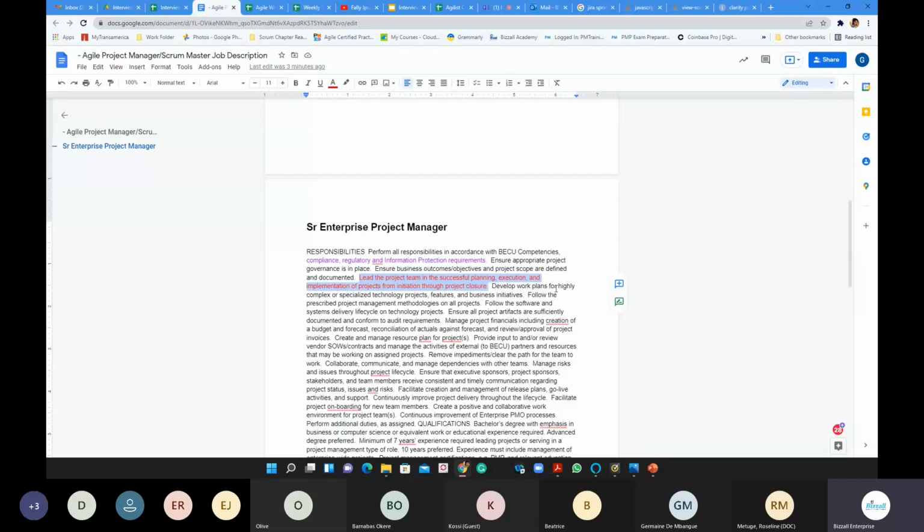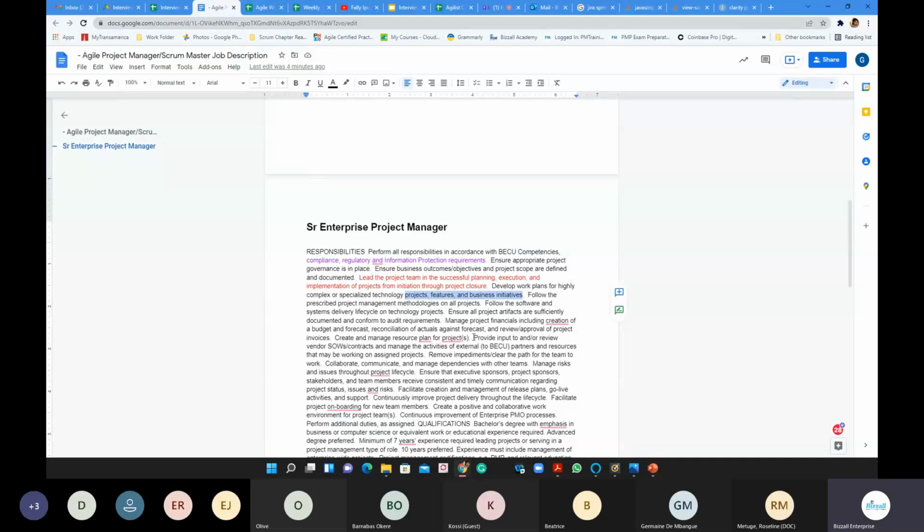Develop work plan for highly complex and specialized technology project, feature and business initiative. Okay, so this is just the same thing. So maybe the project can come into you as a feature or as an initiative, depending on how they structure it. Follow the prescribed project management methodology on all projects. That's why I talk about the 5 process groups, and we have 10 knowledge areas. I'll send it out there. Please look into it.